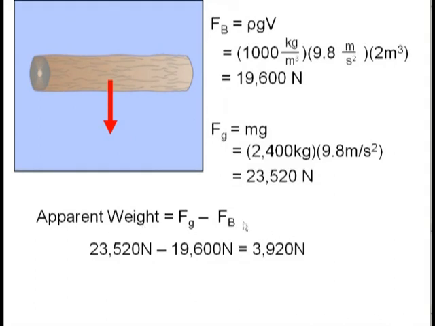The apparent weight is the difference between the gravity force and the buoyant force. If I subtract those two, the weight of the log is now 3920 newtons. That means if I go in the water and try to lift it up, I need a lot less force to pick it up than if it was on the land.